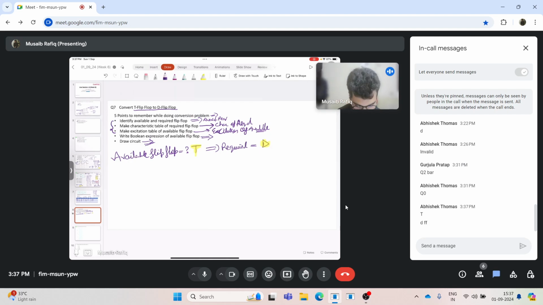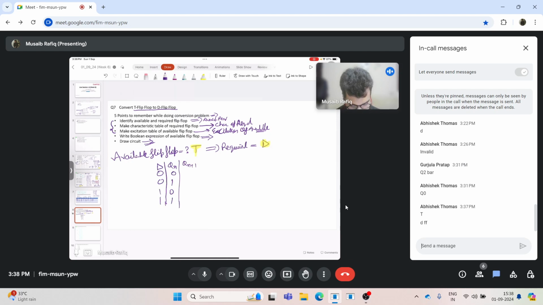Now I'm asked to identify. I identified. Now what I have to do, I have to construct a characteristic table of the required flip flop. So the required is D. So this is D, this is Qn, and this is Qn plus 1. 0 1 1 0 1 1.